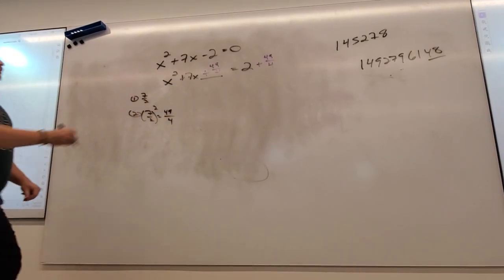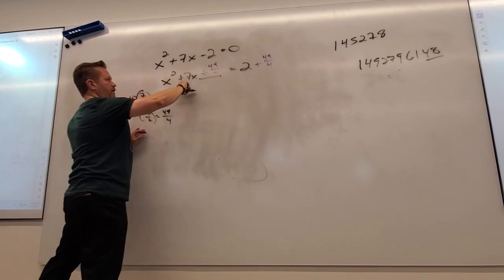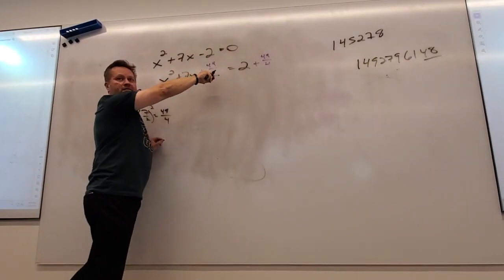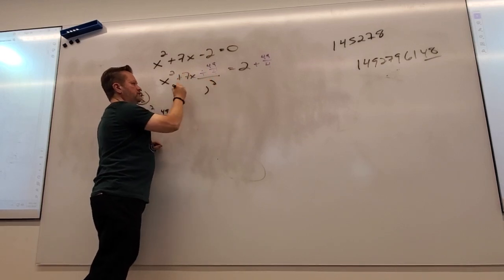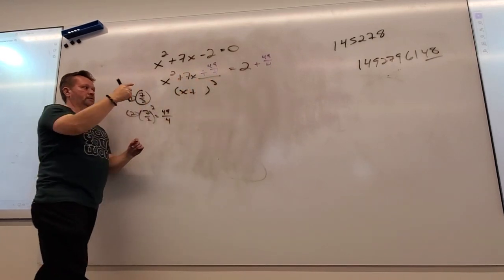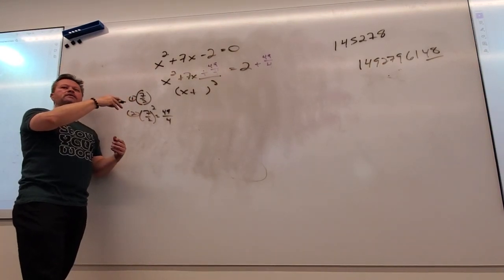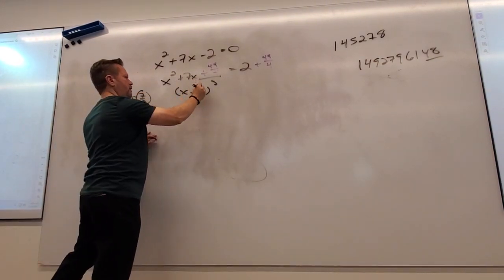Okay. What does this tell me? Now, if I gave you this, do you want to factor this? No. The nice thing is you don't have to. What do I know goes here? 3.5. 7 halves. Let go of the decimal.